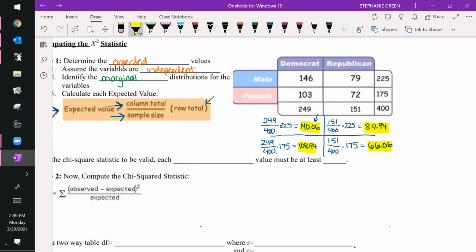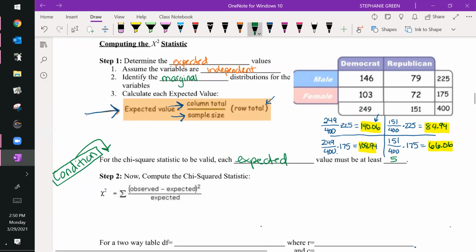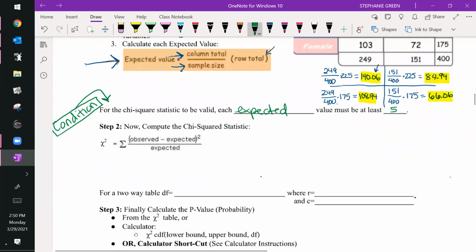So for the chi-squared statistic to be valid, each expected value is going to have to be at least 5, so greater than or equal to 5, I should say. This is going to be our condition. Remember when we're doing hypothesis tests, also called significance tests, we always have to start by checking our conditions. The only condition for these is that our expected value has to be at least 5.